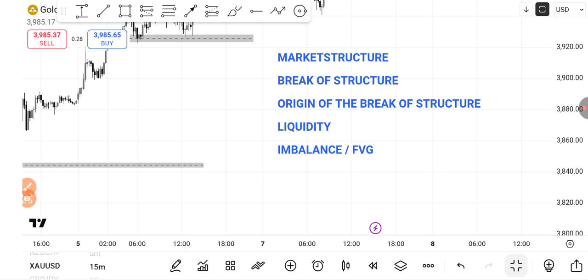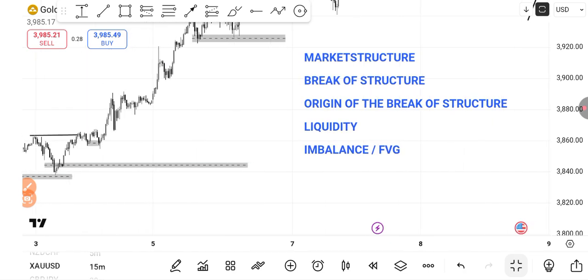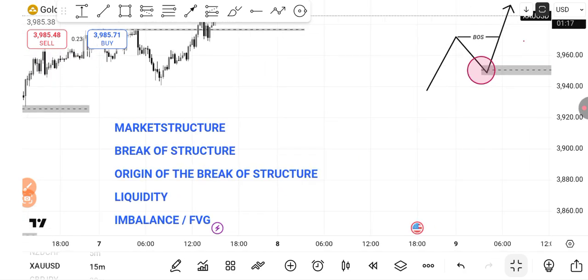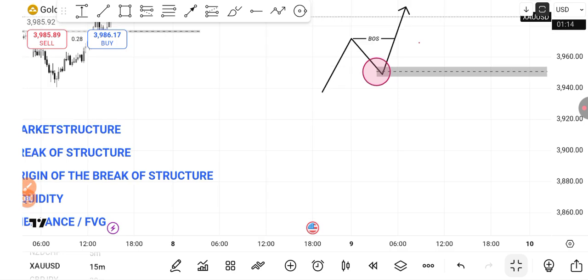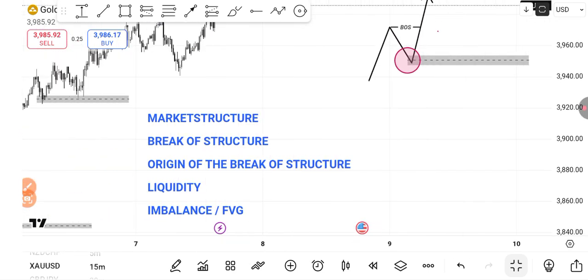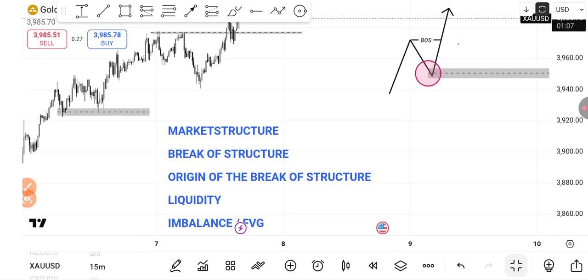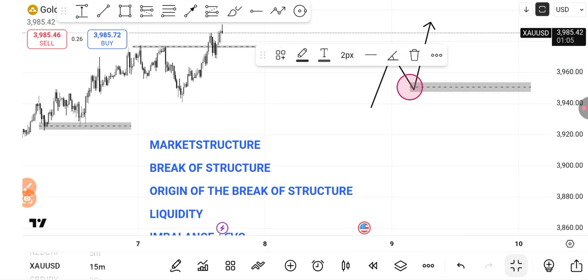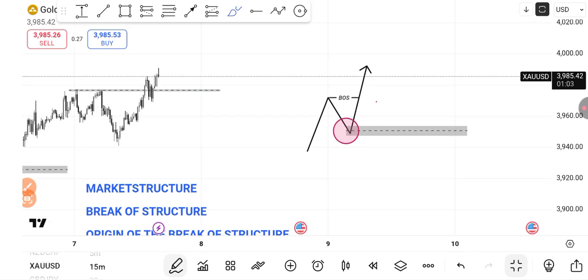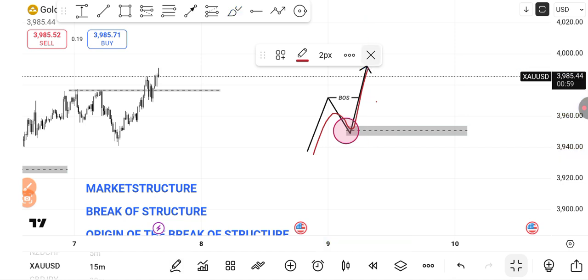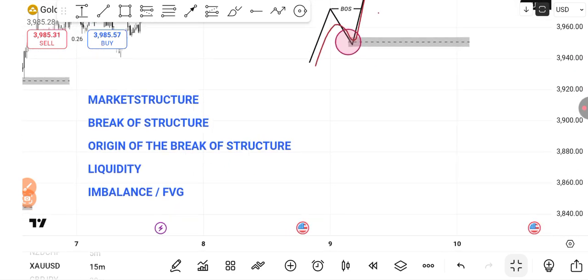Point number 2 is a break of structure, usually called a BOS. A break of structure is a break of a previous high or a previous low, depending on the type of market. So this is a break of structure in an uptrend, where the market breaks the previous high. There we consider it as an uptrend.